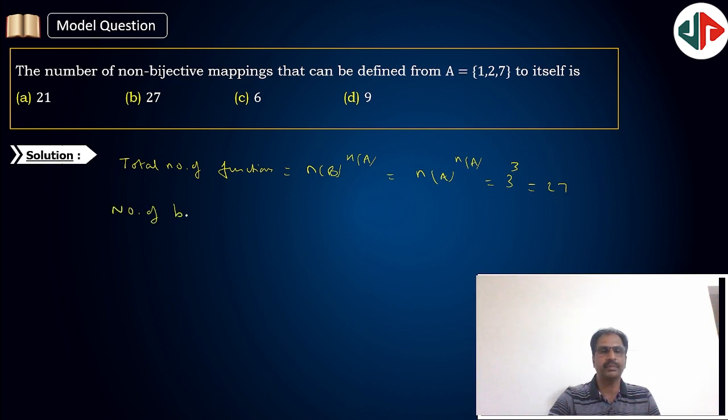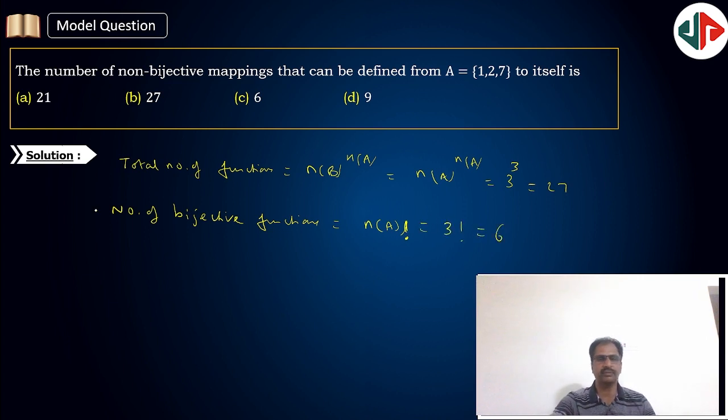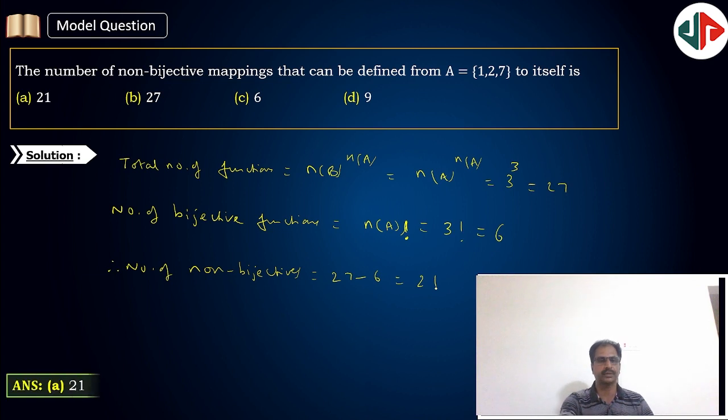And the formula for the number of bijections, not bijective functions. The number of bijective functions formula is n of A factorial, which means 3 factorial, 6. So out of total 27 functions, 6 are bijective functions. Therefore, what is the number of non-bijectives? 27 minus 6, 21. Option A is correct.